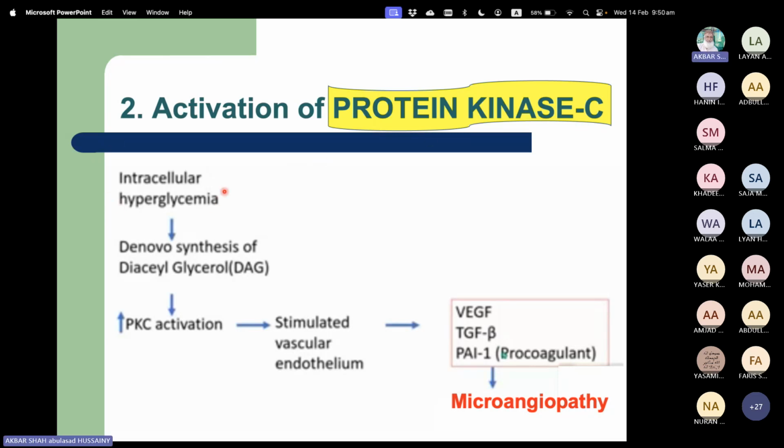This happens intracellularly. I thought some good student would say intracellular hyperglycemia. I got this point that hyperglycemia means increased glucose in the blood circulation, so it cannot be intracellular except in the RBC. So it is not a good term to use.